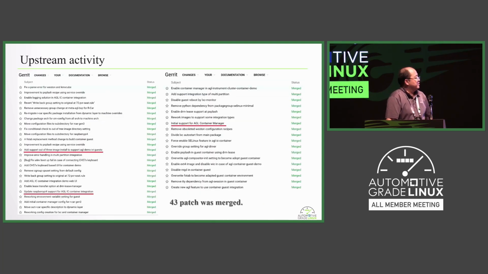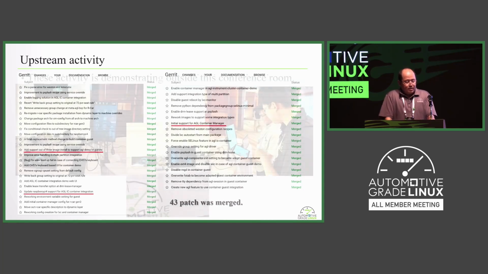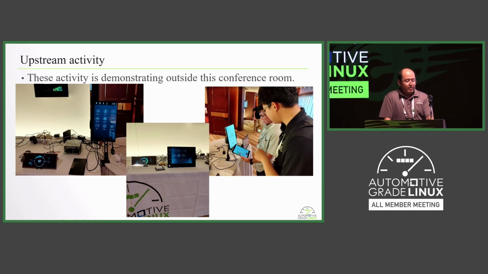These show the upstream activity. These are AGL Gerrit logs. All 43 patches have been merged in the current status. This activity is being demonstrated outside of this room. Please check the demonstrations, and if you have a question, please ask me or another presenter.